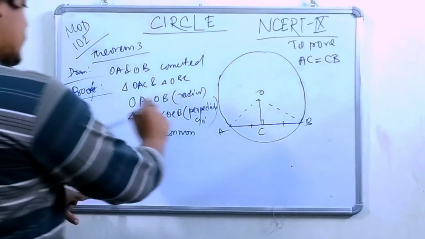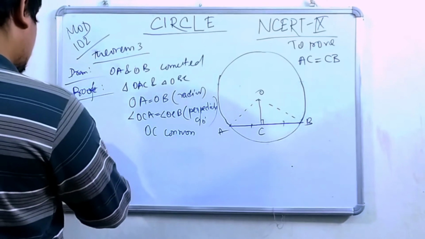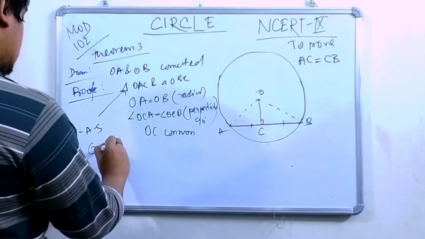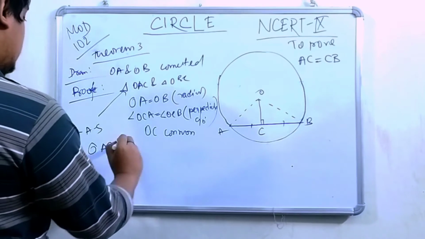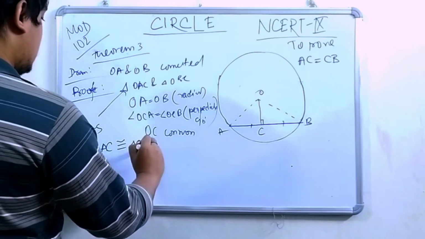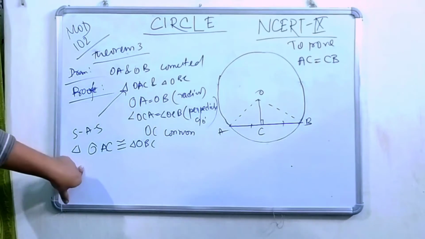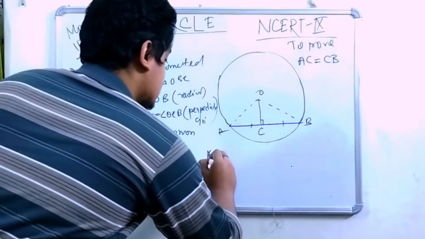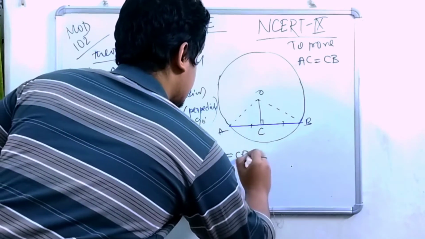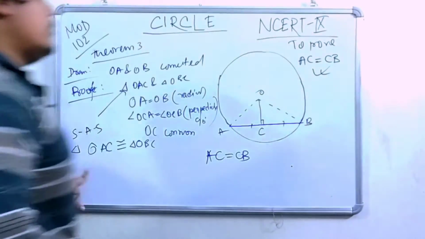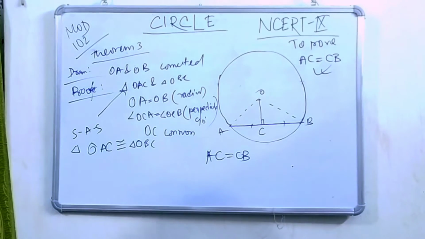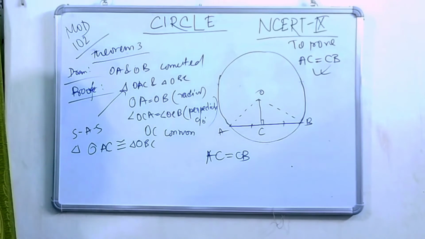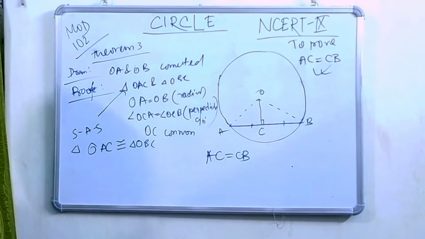So according to that, we have two sides and one angle. According to SAS, this becomes congruent. So OAC, just ignore my bad handwriting, OBC becomes congruent. If that becomes congruent, from the common property of congruent triangles, AC is equal to CB. Okay, so that one is proved. The converse theorem of it, I will show it again and prove it after that.